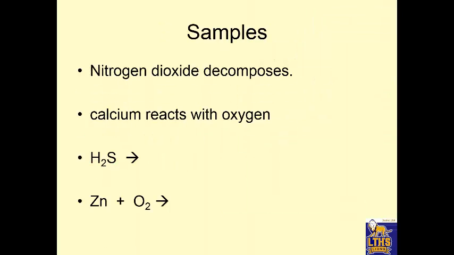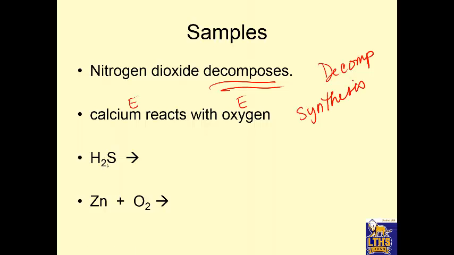So here's some samples. We've got to decide what they are. Nitrogen dioxide decomposes. That must be a decomp reaction. Use those words to help you. Calcium reacts with oxygen. So this is an element, and this is an element. So it must be a synthesis or combination reaction. 1 reactant, so it'd be decomp. And 2 reactants, but they're both elements. It's going to be combination. Now, remember that synthesis and combination are the same thing.